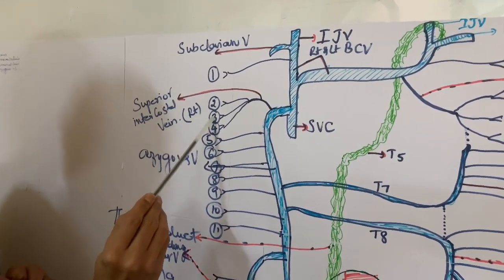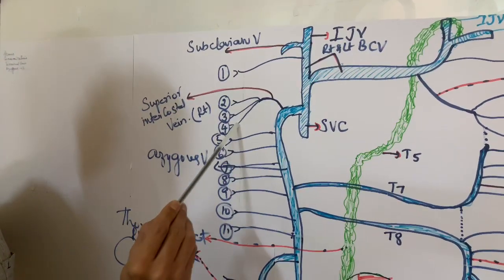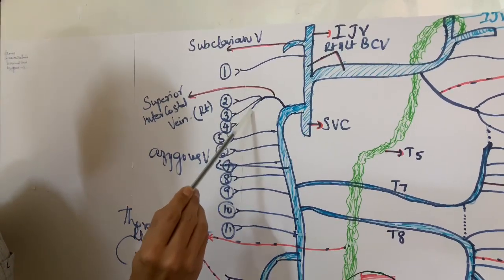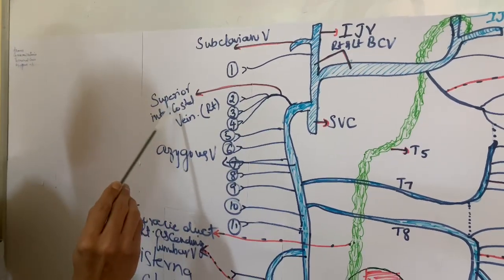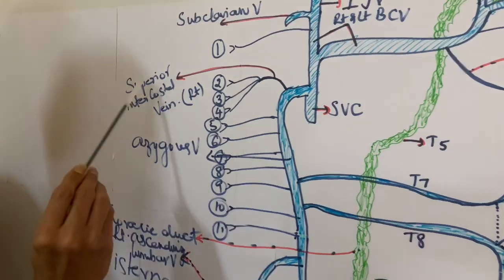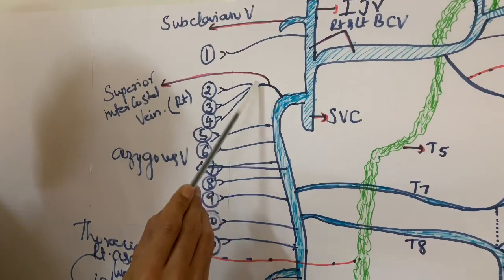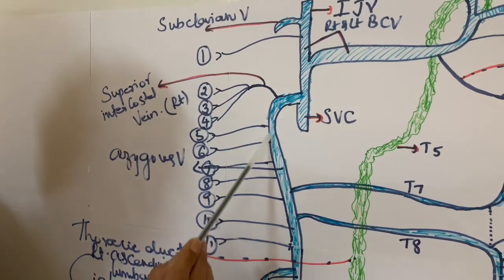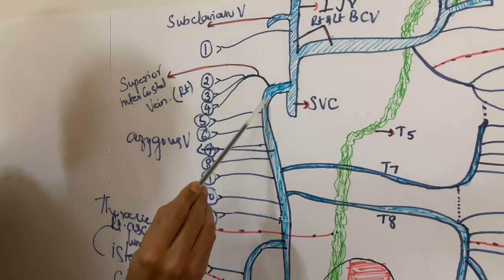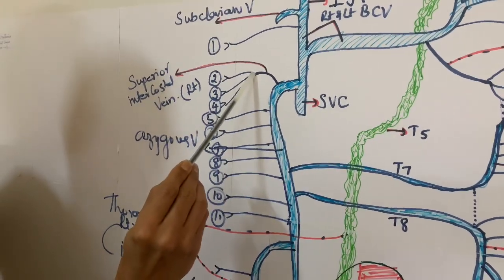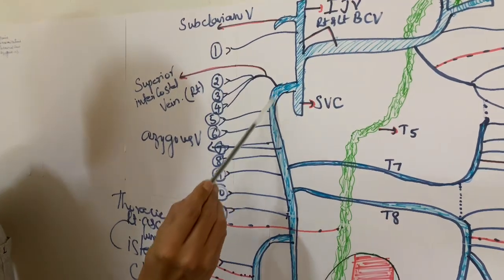Second, third and fourth right posterior intercostal veins join with each other to form a vein which is called the superior intercostal vein. Since this is the right side, it is a right superior intercostal vein, which opens into the arch of azygous vein. This is the arch of azygous vein. This right superior intercostal vein opens into the arch of the azygous vein.